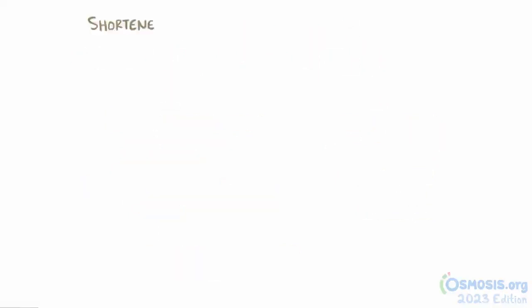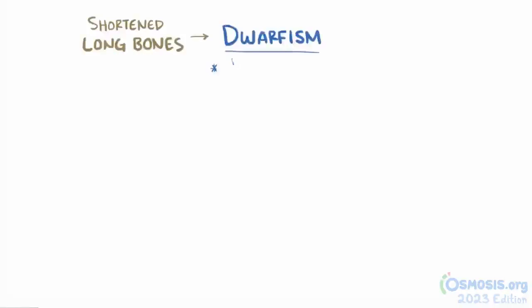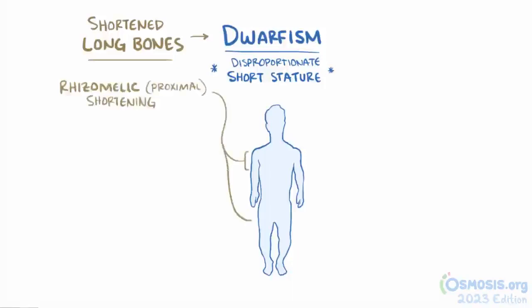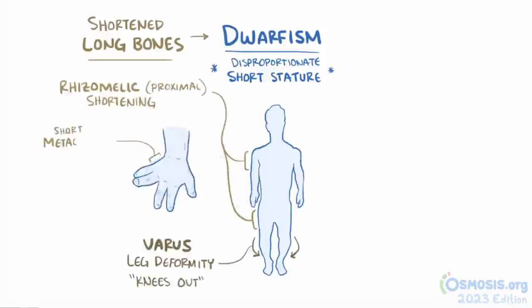The result of shortened long bones is dwarfism with disproportionate short stature, where the limbs are short while the trunk and head size is largely preserved. Specific long bone defects include rhizomelic, or proximal, shortening of the limbs, varus leg deformity, or knees out, short metacarpals creating a broad hand, and short phalanges causing brachydactyly, literally meaning short fingers.